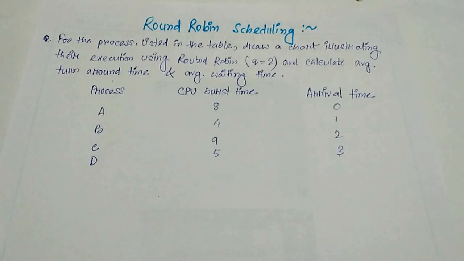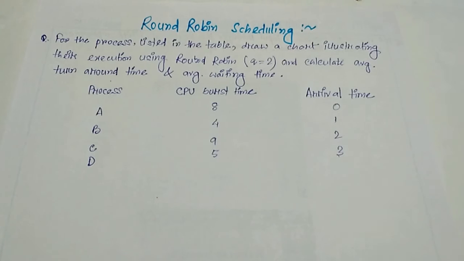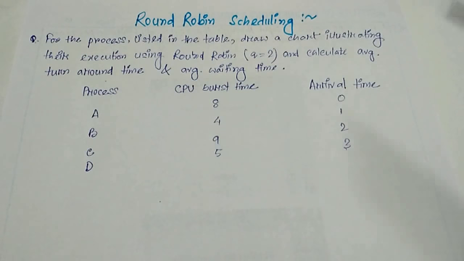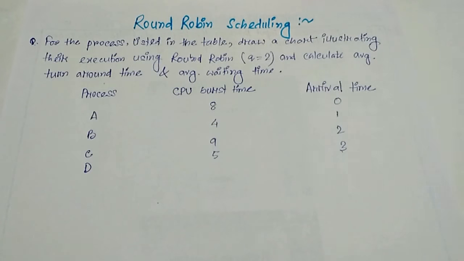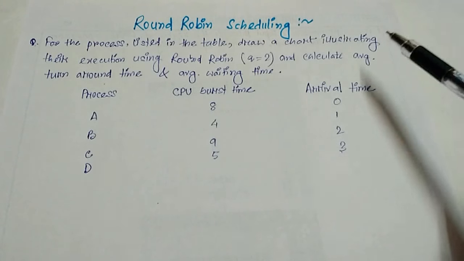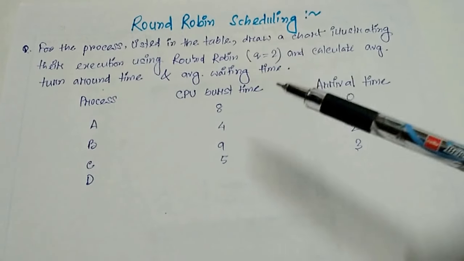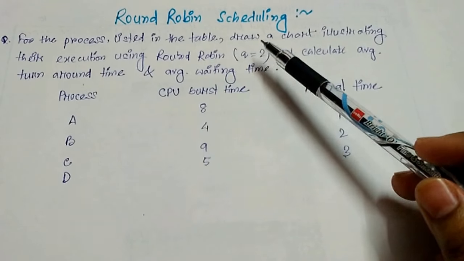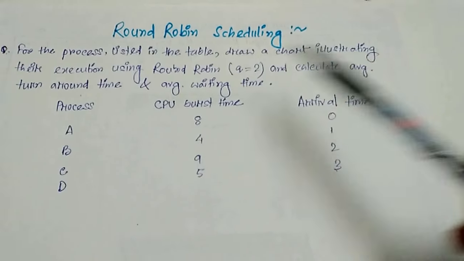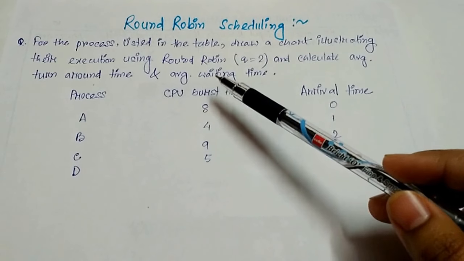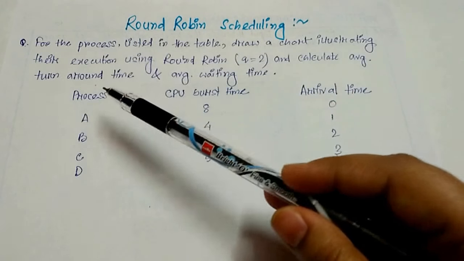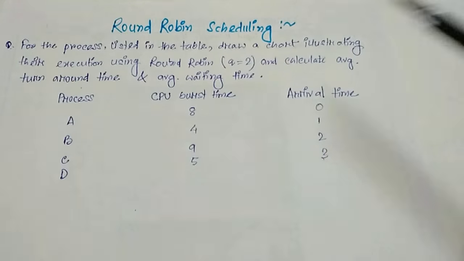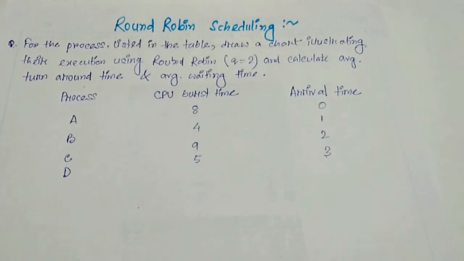So, let's solve a problem and our concept will be very clear about the round robin technique. Here is a question. For the processes listed in the table, draw a chart illustrating their execution using the round robin technique, where the time quantum given is 2, and calculate average turnaround time and average waiting time. Here the processes given are A, B, C, D, CPU burst times 8, 4, 9, 5 and arrival times 0, 1, 2, 3.